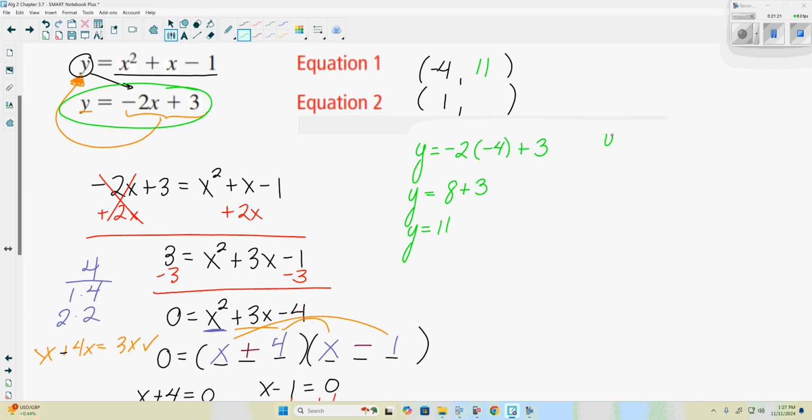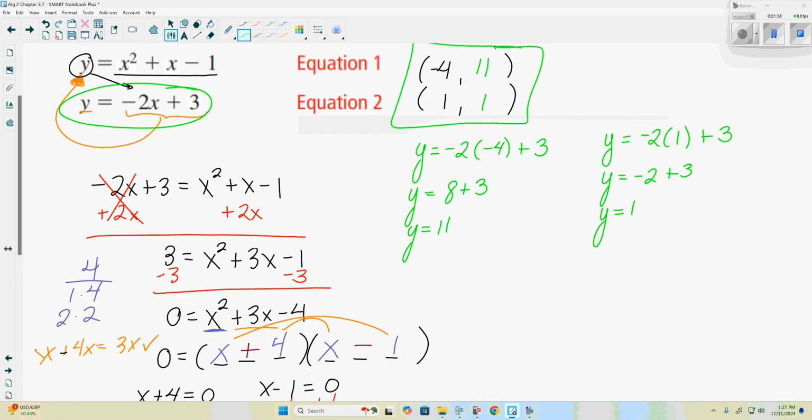We can do the same thing with our other value of x, which is 1. Because we can say -2 times 1 is -2, and -2 plus 3 is 1. So -4, 11 and 1, 1 are our 2 solutions. They're the 2 values of x that will make this work. So -4, 11 and 1, 1 are our 2 points that work for this here.